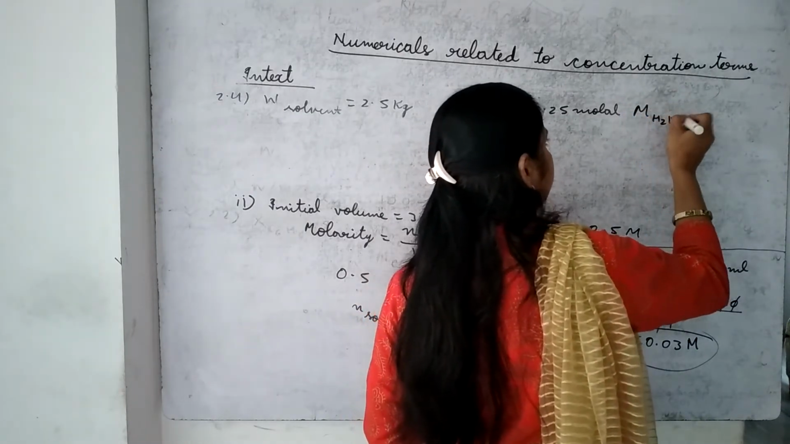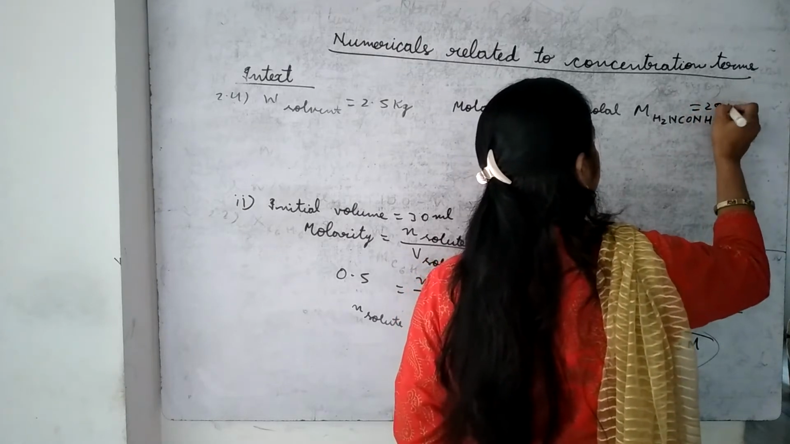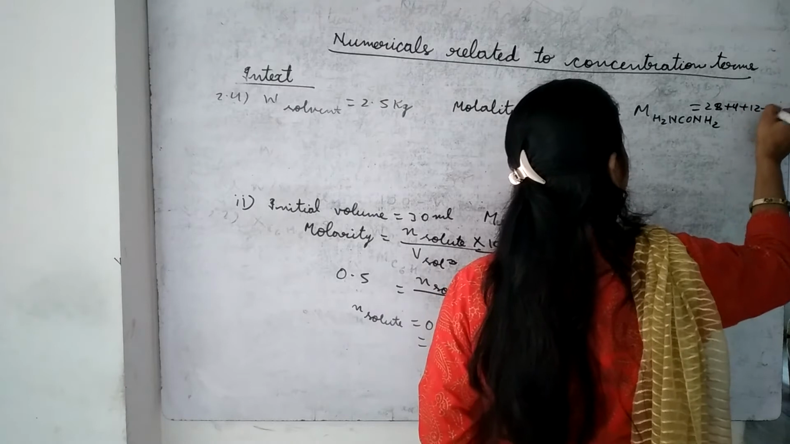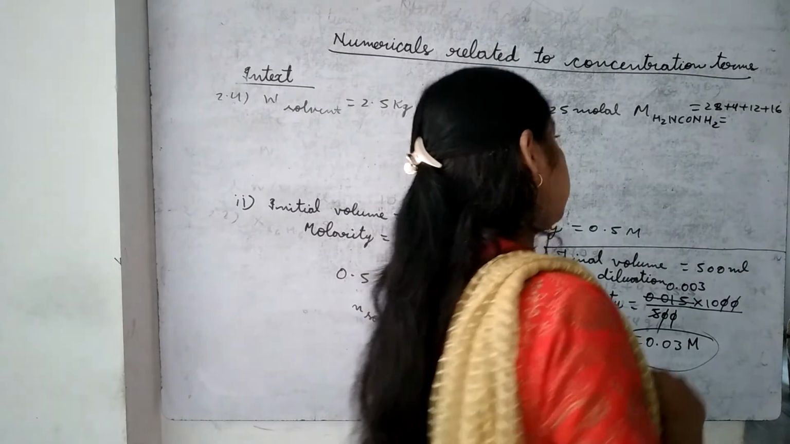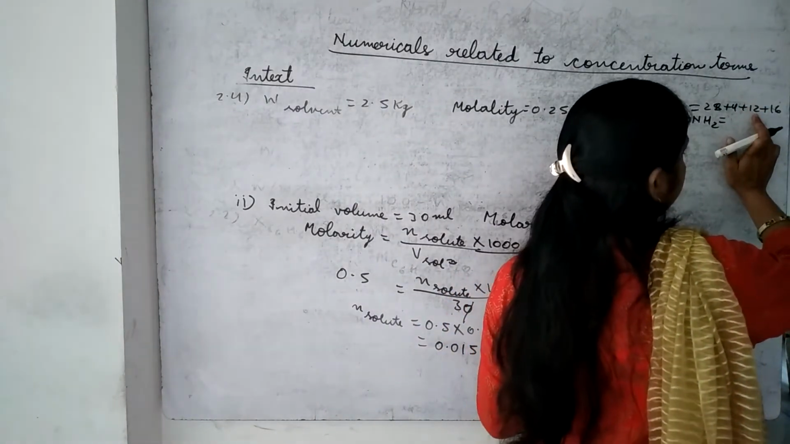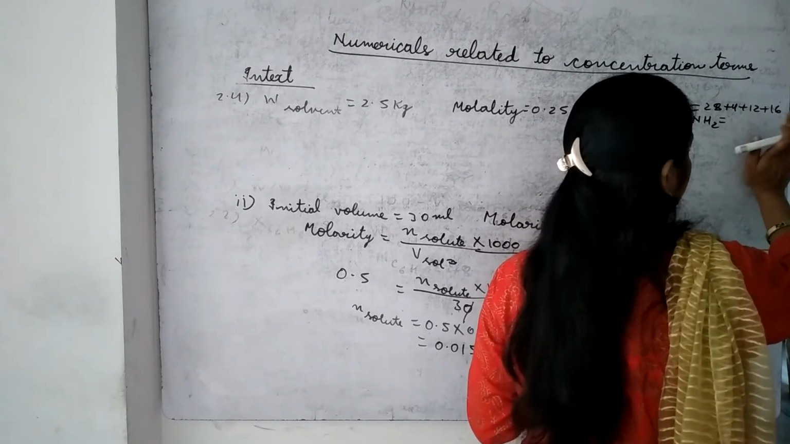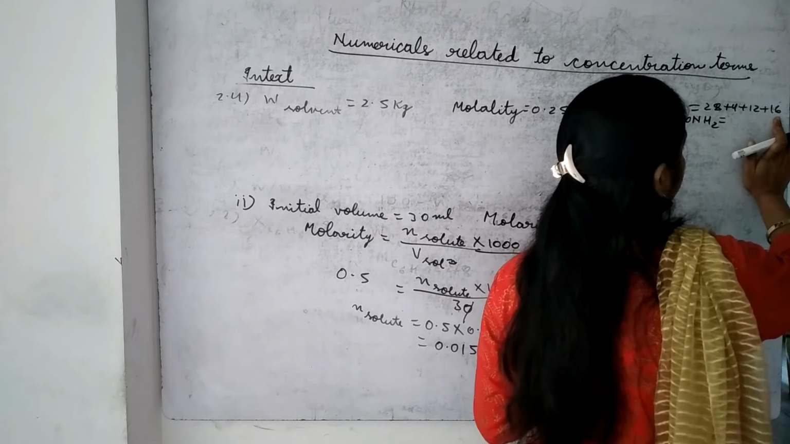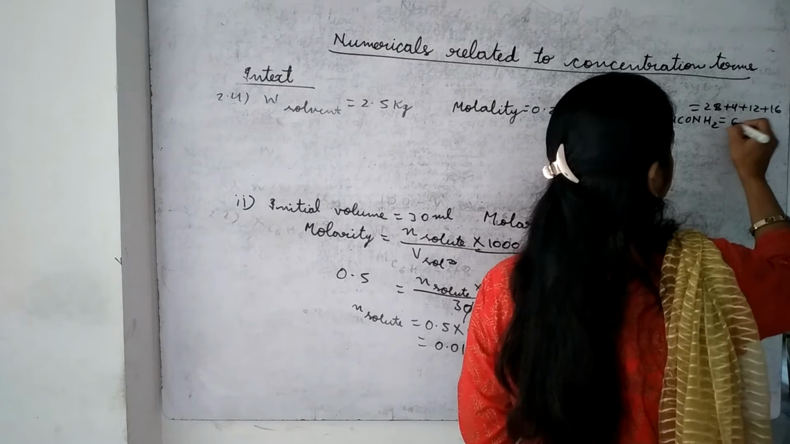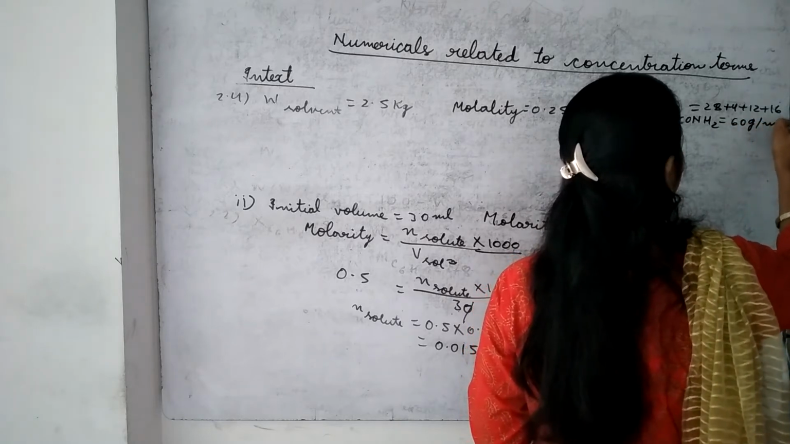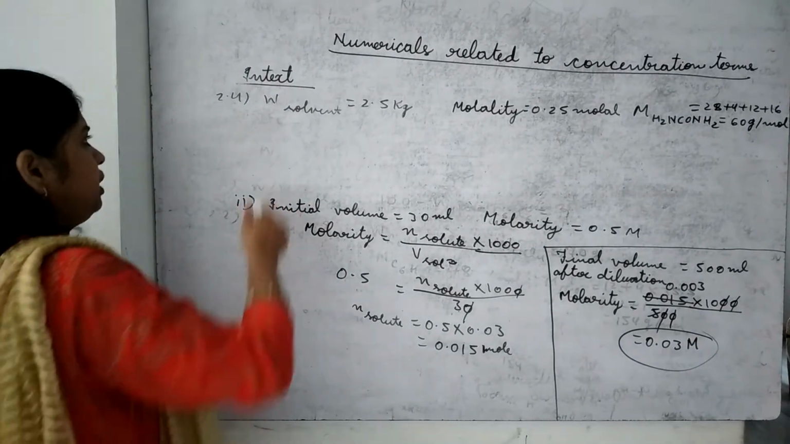Molar mass of urea: 28 plus 4 plus 12 plus 16. So 28 plus 4 is 32, and 12 more is 44, and 16 more gives 60. So it is 60 gram per mole. See how easy it is. Calculation is also very easy.